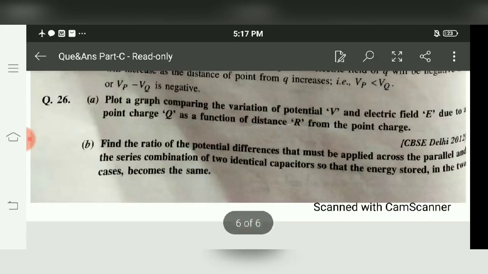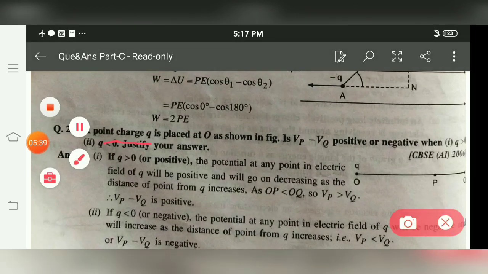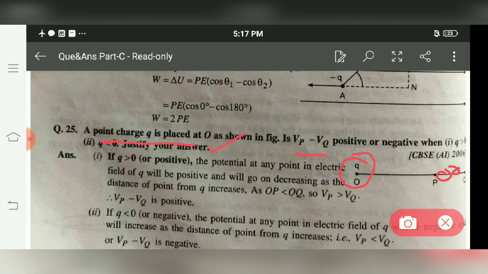This is the last question of this PDF. Next question is: a point charge Q is placed at O as shown in the figure. Is Vp minus Vq positive or negative? Justify your answer. This is the same as the question that we already did in the previous video.